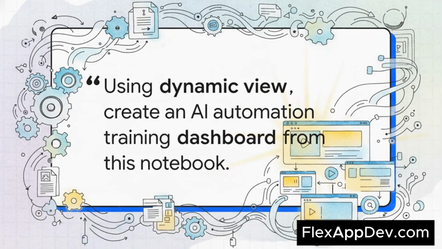And when I say prompt, I'm not talking about some complex line of code. It's just plain English. You can literally type, "Using Dynamic View, create an AI automation training dashboard from this notebook." And poof, it generates this interactive, clickable tool based on all the info you gave it.